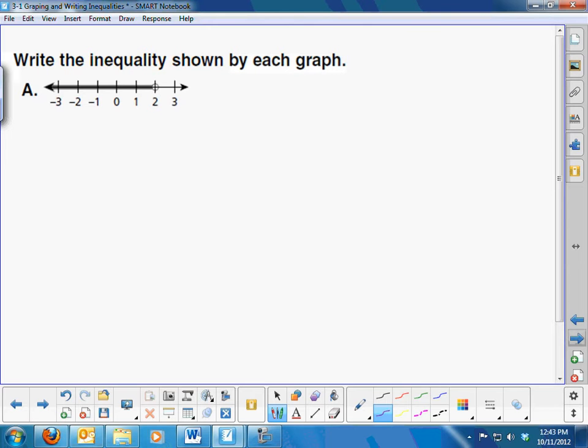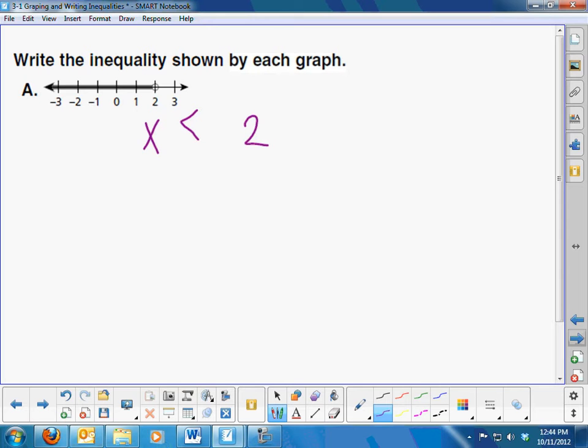All right, now let's look at it a different way. Now I'm given the graph, and I want to write the inequality. So I can choose any letter I want. I'm going to choose x. x is, now I need to decide if I want less than or greater than. I know my critical value is 2. Now, did they shade numbers that are smaller than 2 or numbers that are greater than 2? They shaded numbers that are smaller, so I'm going to use a less than sign.